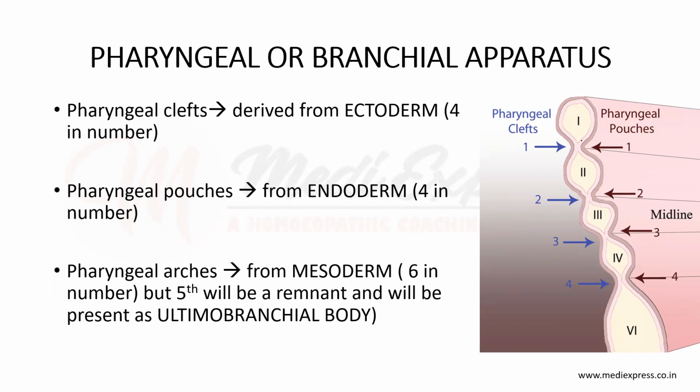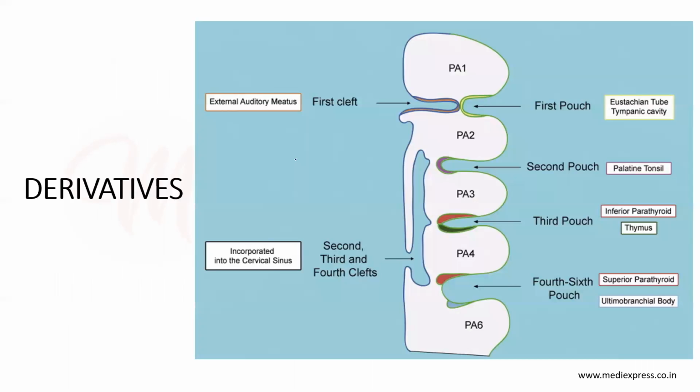What you need to remember is that the pharyngeal clefts, all 4, are derived from the ectoderm, and the pharyngeal pouches, which you can see over here, are derived from the endoderm. And the middle ones, the pharyngeal arches, are derived from mesoderm. So here we have ecto, endo, and mesoderm. This is very important and you should know it. Next, with regards to the pharyngeal arches and pouches or apparatus, remember the derivatives which we have to know.